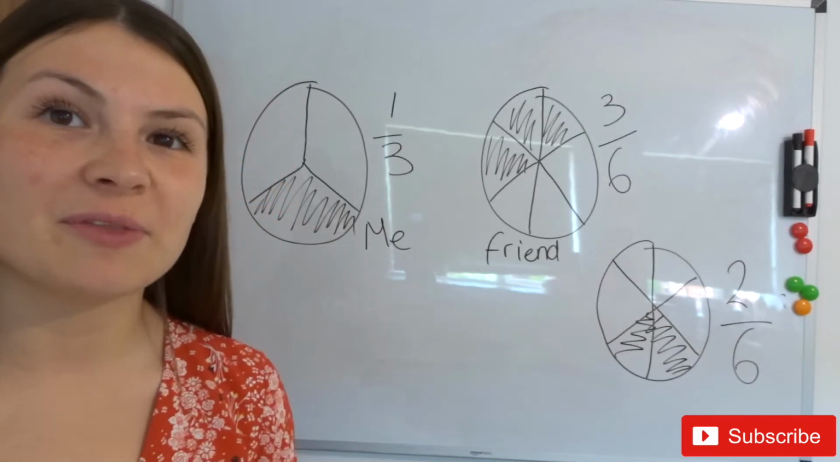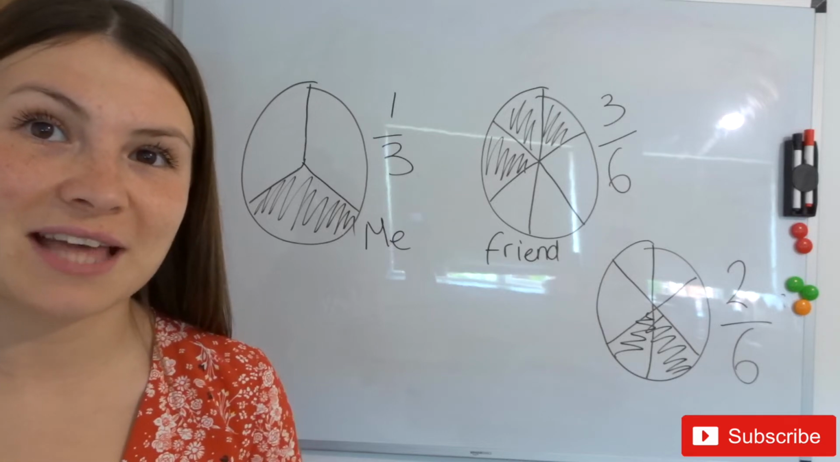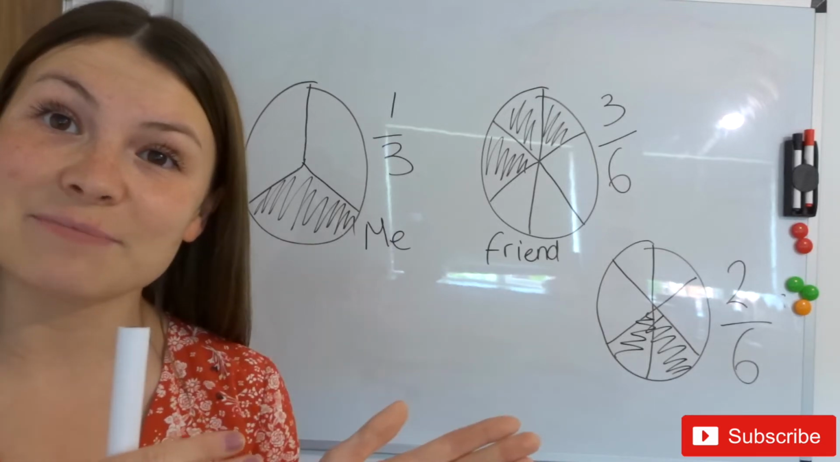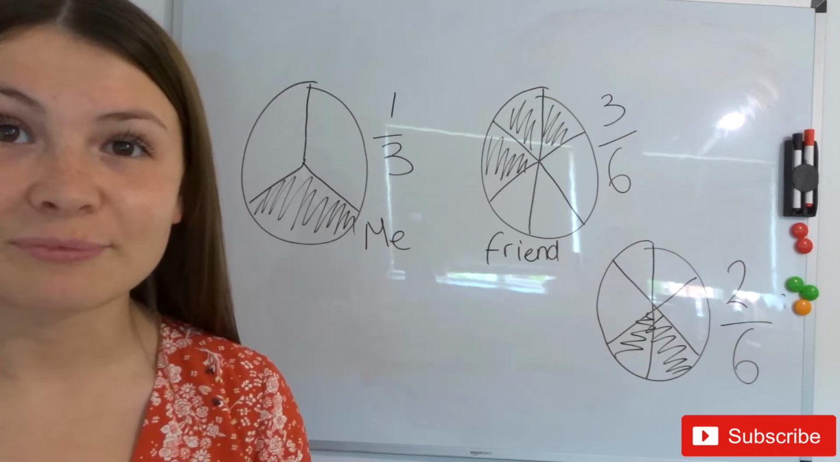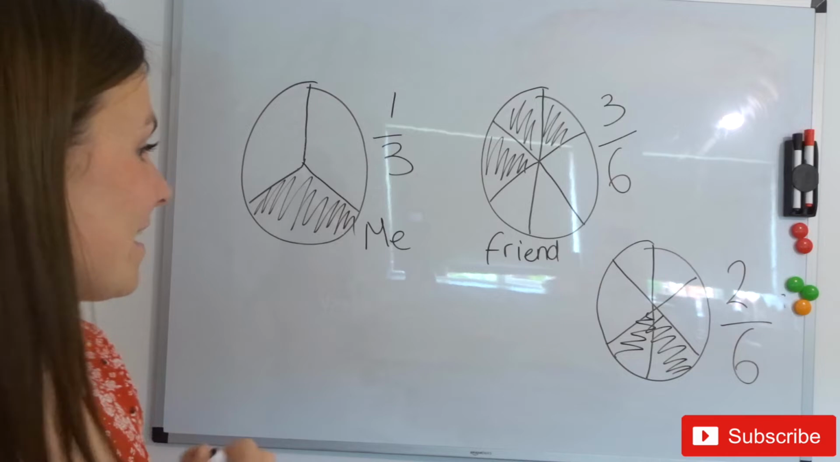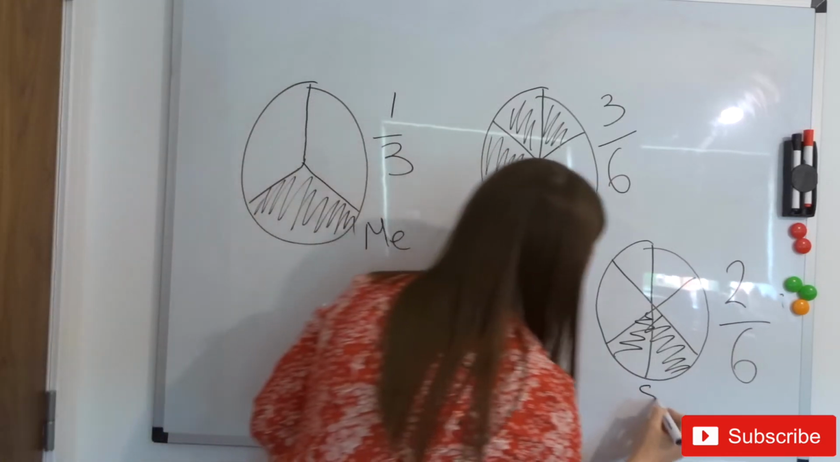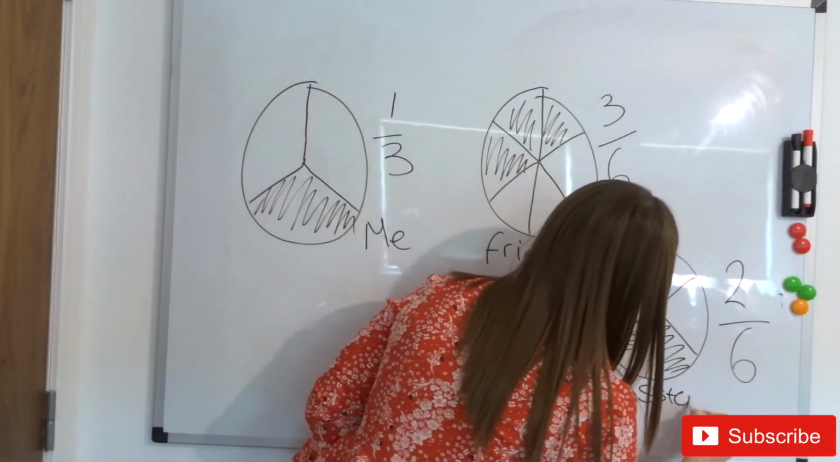Who are the 2 people that had the equivalent fractions then? So the fractions that were the same but looked a bit different. Same amount but looked a bit different. Good, me and my sister. So this is my sister down here.